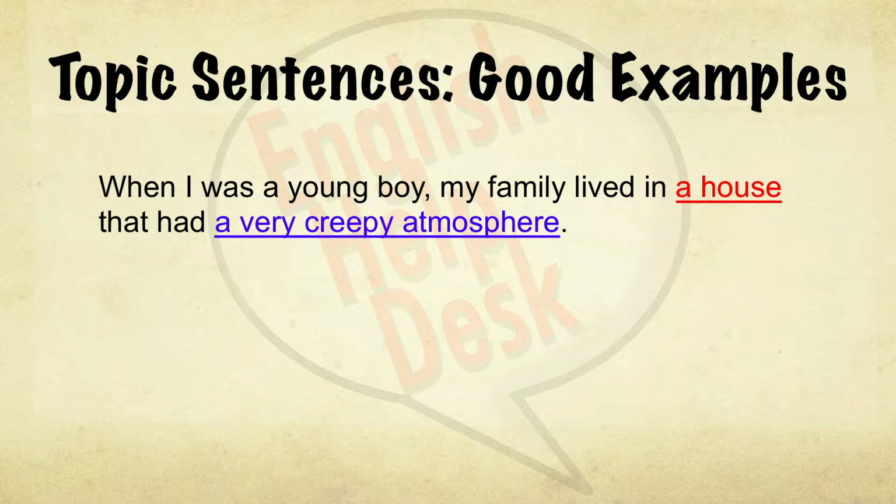The writer might say that the house was always cold and he could always see his breath, even in the summer. He might say that there were lots of strange noises coming from different parts of the house. The writer might also say that the lights would suddenly turn on or turn off. All of those sentences would describe why that house was creepy.